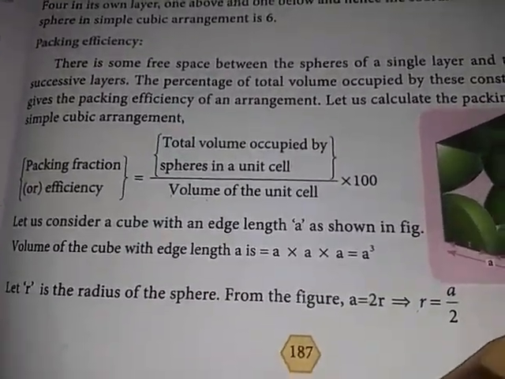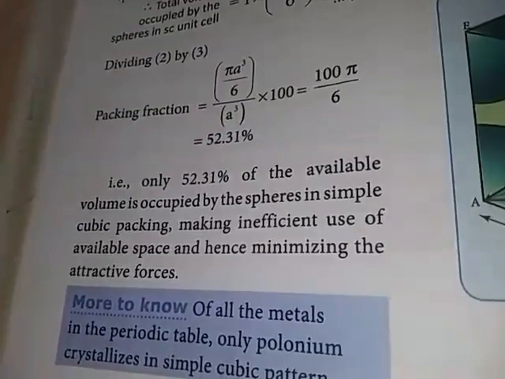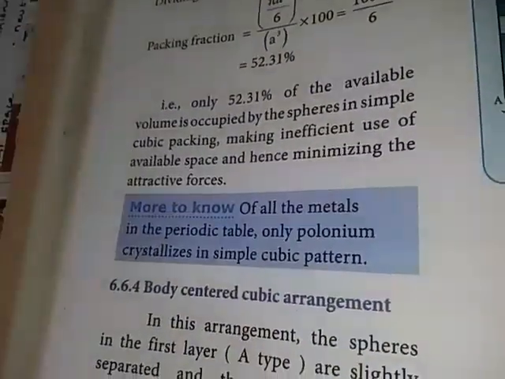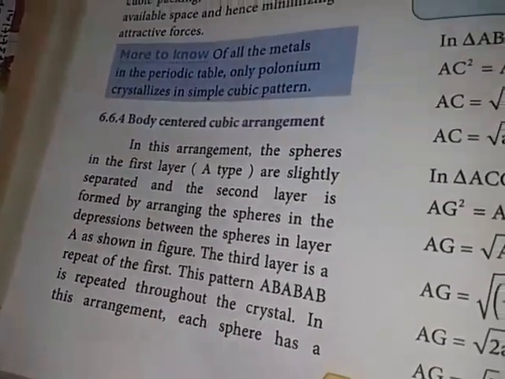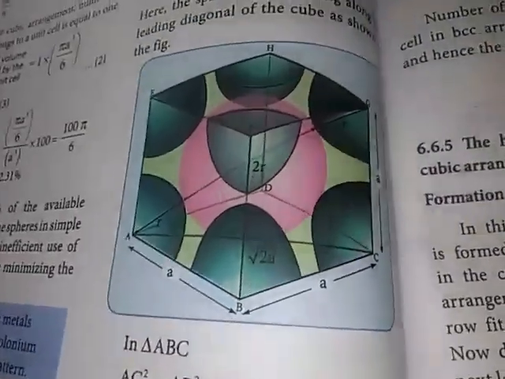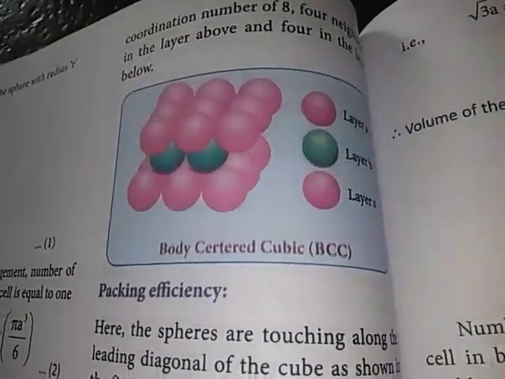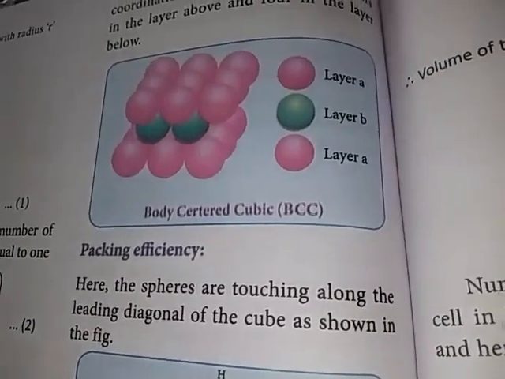For a simple cubic unit cell, we have already seen the packing efficiency is 52.31 percent. Now we are going to see the packing efficiency or packing fraction in body centered cubic arrangement. In body centered cubic arrangement, you know very well that the corners are occupied by atoms and also the body center.